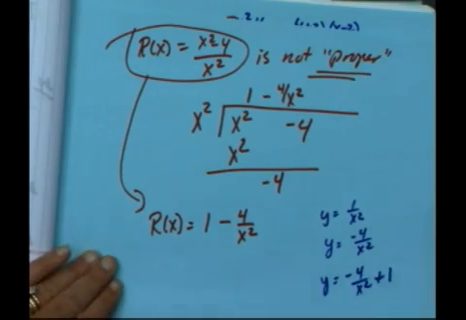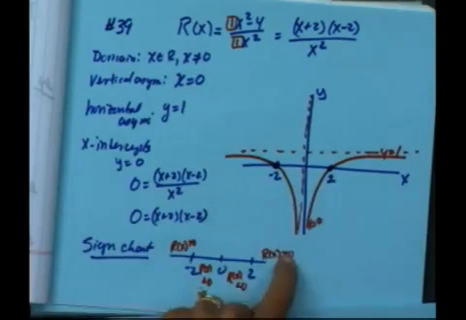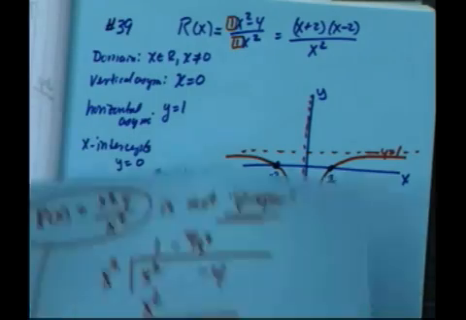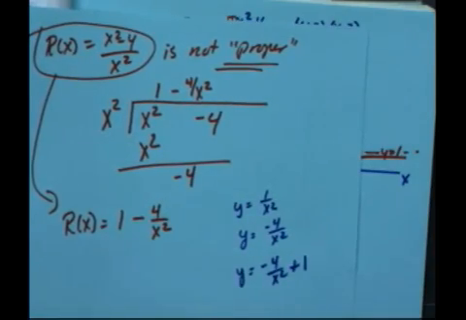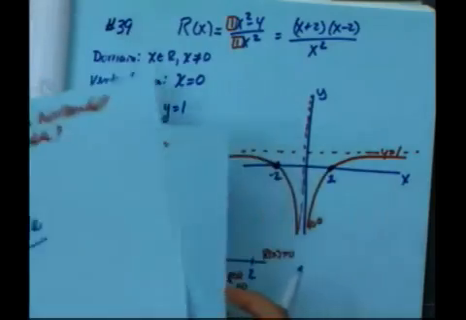Okay? All right. And if you wanted to do transformations, you would have had it, but we wanted you to be able to look at it with vertical and horizontal asymptotes. All right, so since it was not proper, you could do the long division there. Everybody good?